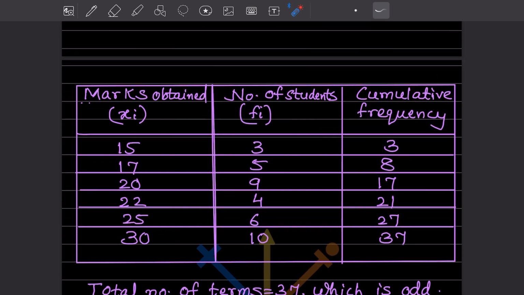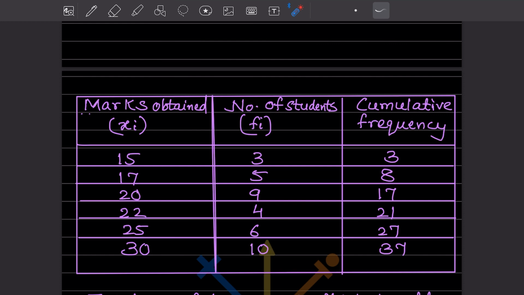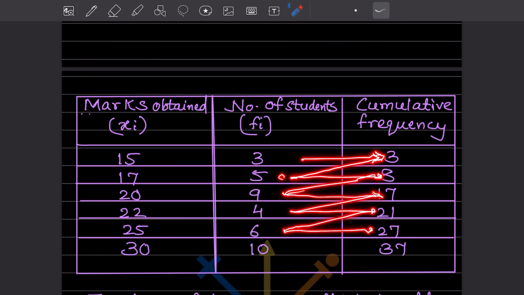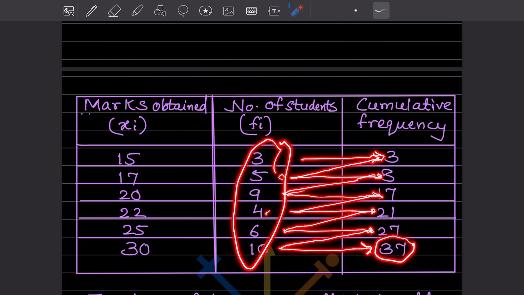And the cumulative frequency. Now I'll show you. Concentrate on the number of students over here. First number is 3. So you will write 3 as it is. The second number is 5. So what are you going to do? 5 plus 3, that is 8. You are going to write it over here. Third, you are going to put 8 plus 9 is 17. Now look at the arrows. 17 plus 4 is 21. 21 plus 6 is 27. This is very important, how to go. And here 27 plus 10 is 37. So this is the last number, 37. And when you add all of these also, you get 37. So the last number and the total are both the same.